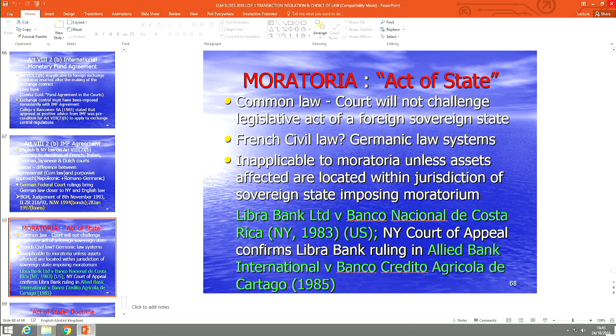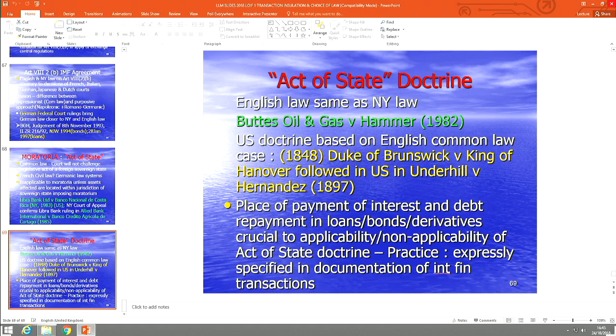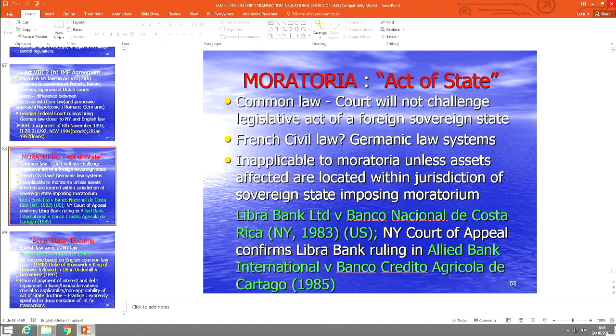But the matter has come before the New York courts and the English courts. New York courts in the Libra Bank case, argued there, Banco Nacional de Costa Rica in 1983, and again in the Allied Bank International case, Banco Credito Agricola de Cartago, and then in English law, in Butts, Oil, Gas, and Hammer. What the two sets of courts said, meaning English courts and New York courts, was exactly the same thing, but let's summarize it.